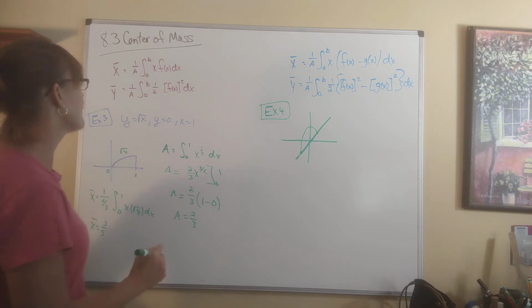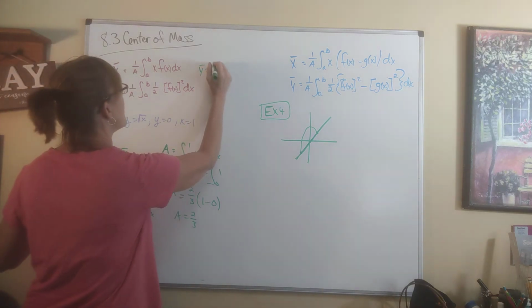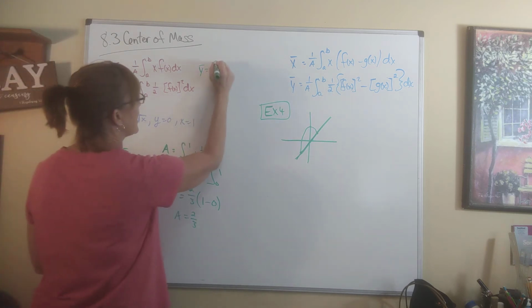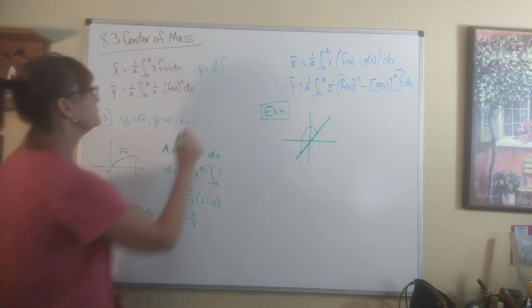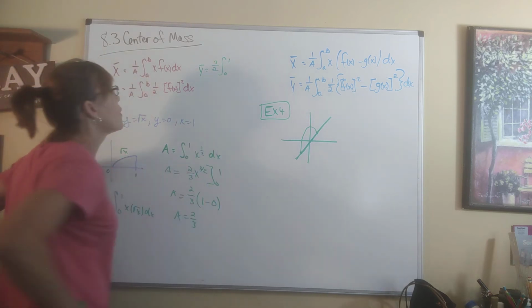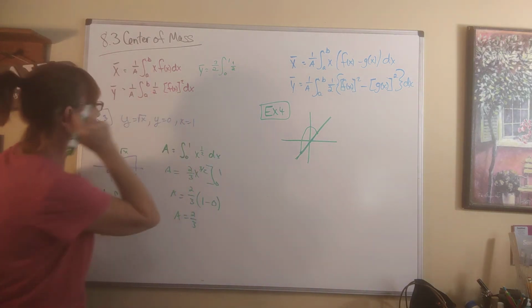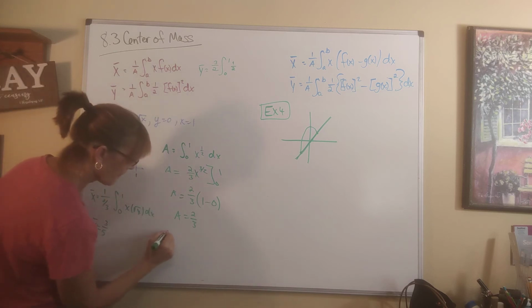Let's set up how we find y bar. y bar is equal to 1 over A, 1 over 2/3, which is 3/2, right? Let's go ahead and write it like that. The integral from 0 to 1 of 1/2 times the function squared. Well, the function's the square root of x.